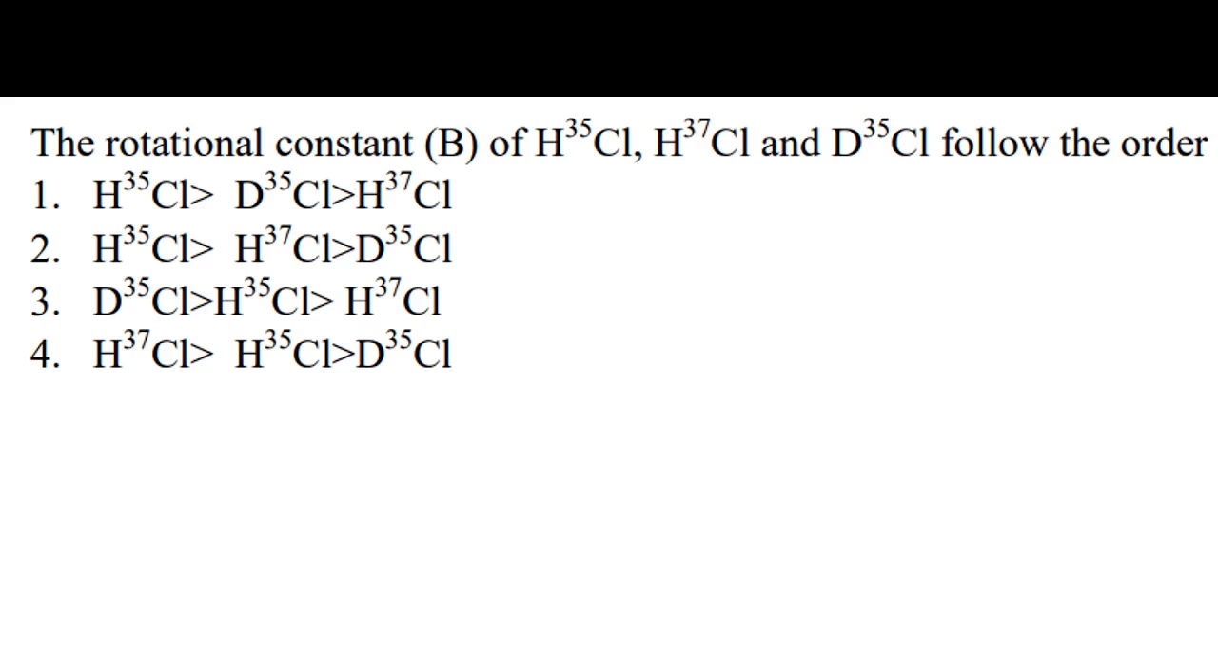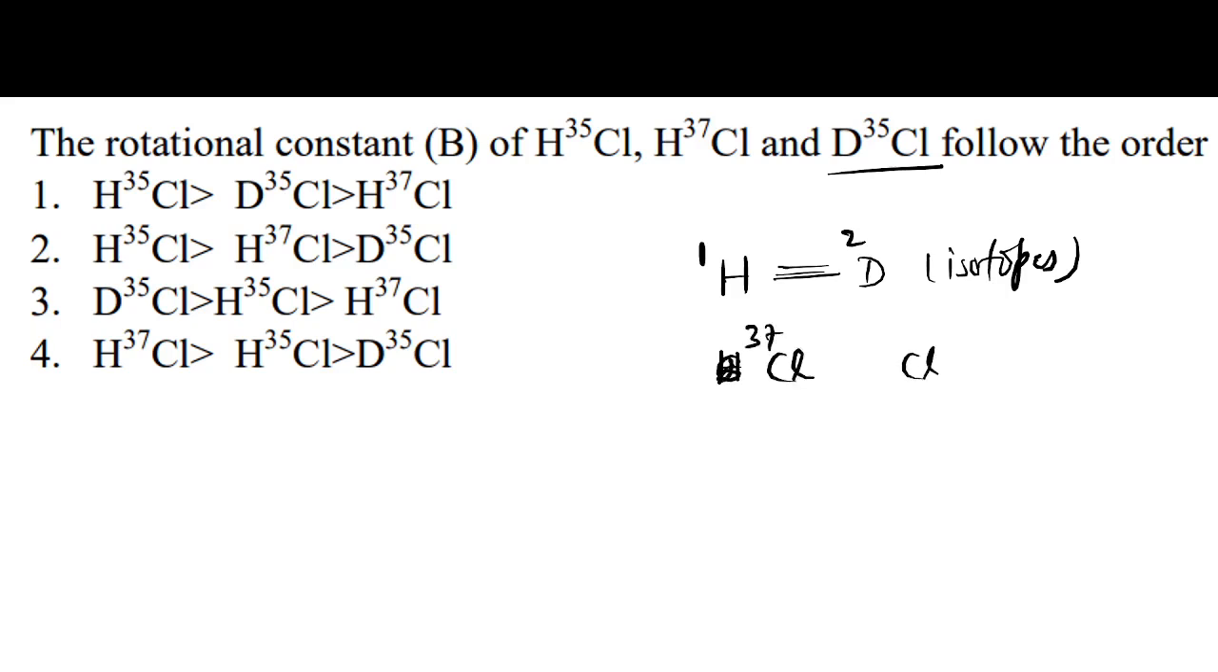So the first question is the rotational constant for HCl35, HCl37 and DCl35. Here hydrogen and deuterium are isotopes. Masses are 1 and 2. And here you have chlorine 37 and chlorine 35 isotopes. Isotope means same atomic number but different mass number. Okay. Then what will be the value of, can you calculate this?